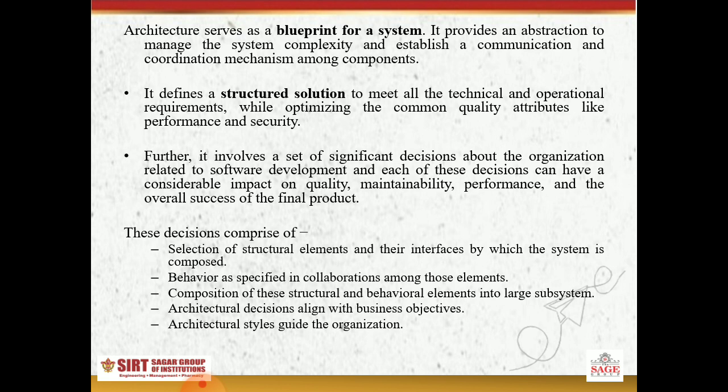Further, it involves a set of significant decisions about the organization related to software development, and each of these decisions can have a considerable impact on quality, performance, and the overall success of the final product. These decisions comprise, number one, selection of structural elements and their interfaces by which the system is composed. Number two, behavior as specified in the collaboration among those elements.